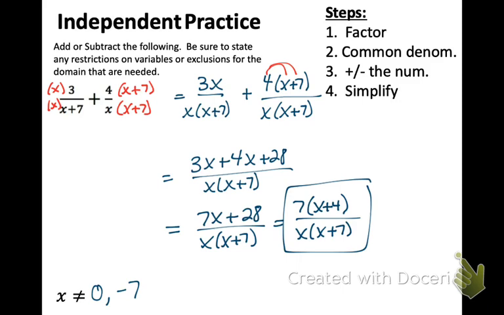Okay, for this problem, my common denominator was x and x plus 7, so I multiplied each fraction by what I needed to. I had to distribute my 4 up there, combine like terms, and then in the end, make sure that you factor the numerator to be 7 times x plus 4, because maybe something would have canceled out. You always want to make sure you leave it factored like that.